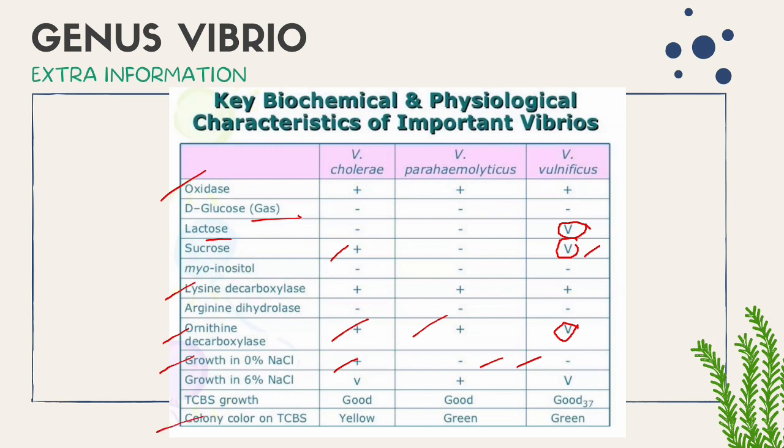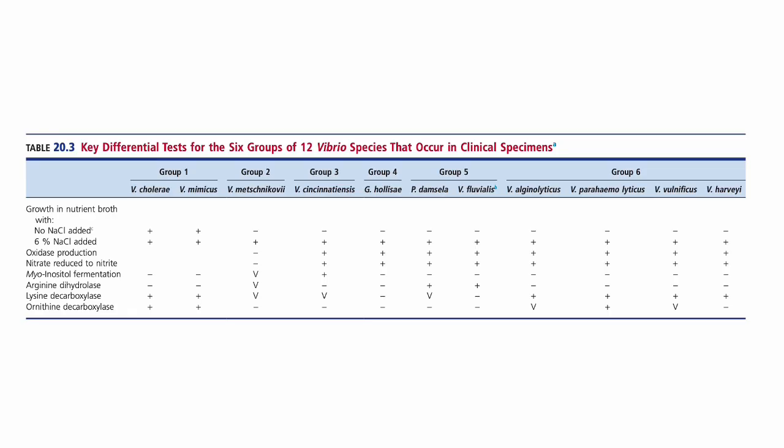On TCBS, their colonies appear yellow, just like we talked about dun sa sucrose fermenter. For Vibrio cholerae, it ferments sucrose, and parahaemolyticus and vulnificus both do not ferment sucrose. So this is from the book.